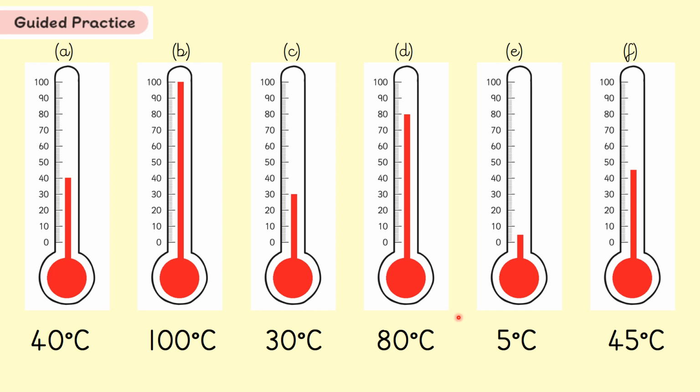So here are some answers. We were estimating, so not all of these have to be exactly right. The first one was 40 degrees Celsius. We can see it goes exactly to the line for 40. This one shows 100 degrees Celsius. It goes right to the top to the line for 100. I wonder if you can also remember what happens at 100 degrees Celsius. That's very important.